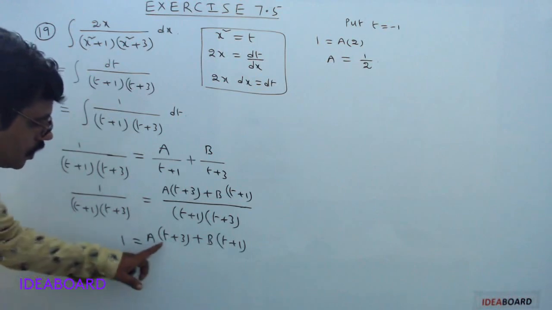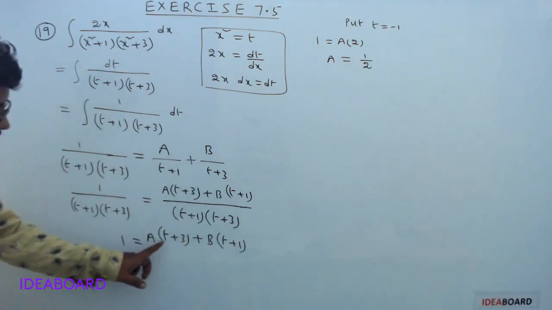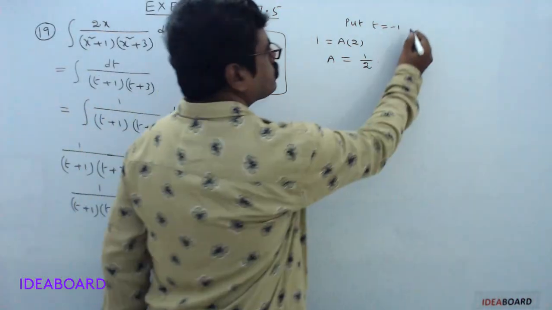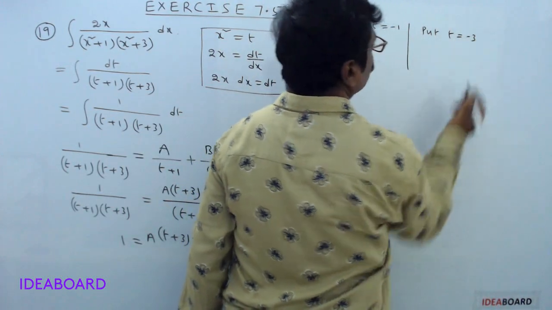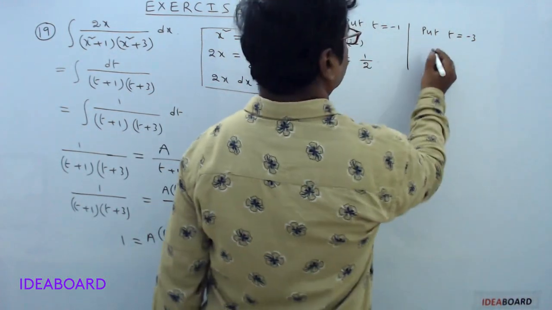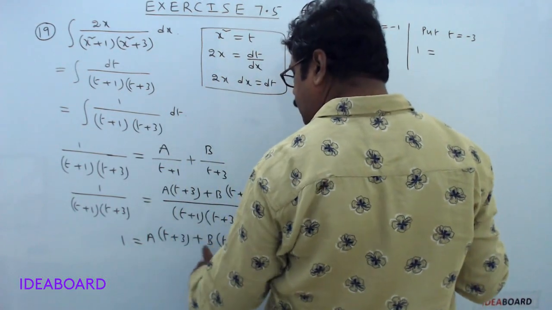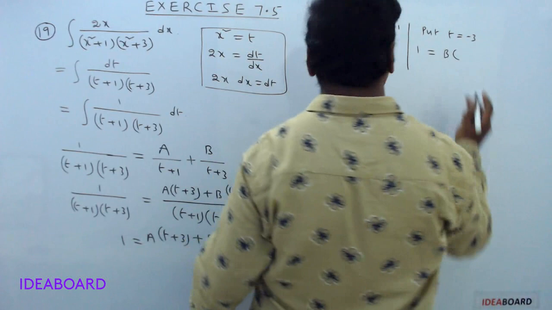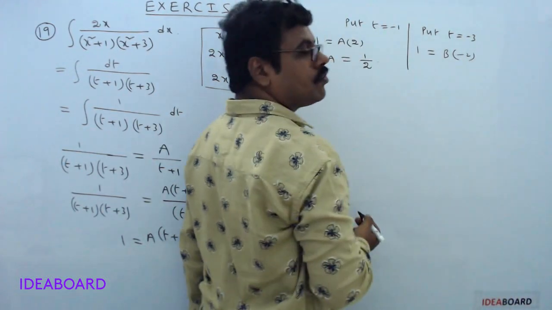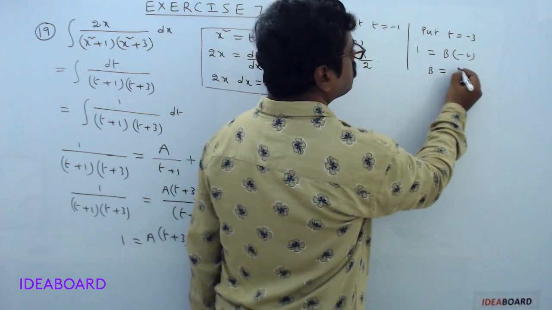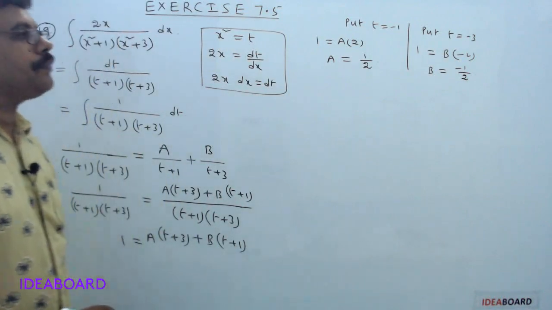To find the value of b, make the first term 0. If you substitute t equal to minus 3, then it will be 0. So write down t equal to minus 3. Substitute t equal to minus 3. LHS part will be 1. Minus 3 plus 3, it will be 0. This is b into (minus 3 plus 1). Minus 3 plus 1 is minus 2. So from this equation, the b value is minus 1 divided by 2.